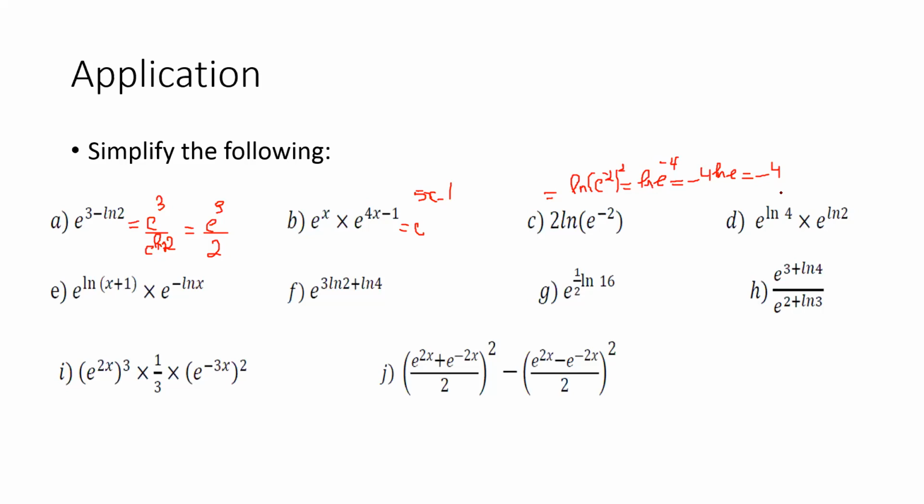Now D, e to the ln 4 times e to the ln 2. How much? نعمل بلس. هذا e ln simplify بفور times 2 equals 8. You can make a plus.